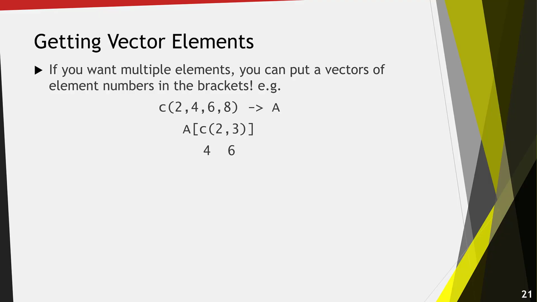If you would like to extract multiple elements, you can actually put vectors in for the element numbers in brackets. And what R is going to do is look at every element number in that vector that's inside the brackets and extract the corresponding elements from the first vector. So here again, I have that vector that's 2, 4, 6, 8. And then I use the bracket notation to say that I would like elements 2 and 3 out of it. Then R returns a vector with 4 and 6, which are the second and third elements of that vector.